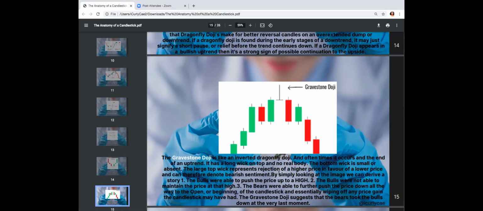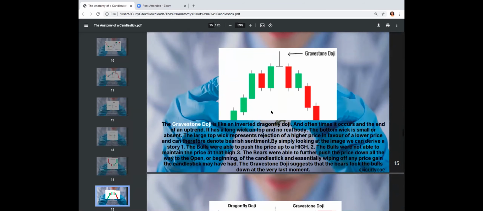By simply looking at the image, we can derive three things from this story. One, the bulls were able to push the price high. Two, the bulls were not able to maintain the price at that high level. Three, the bears were able to push it further down near the opening. So that's what you can gauge from this particular candlestick. All right, so it's a very bearish candlestick pattern.